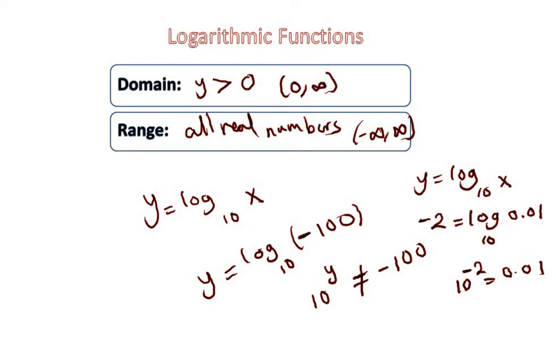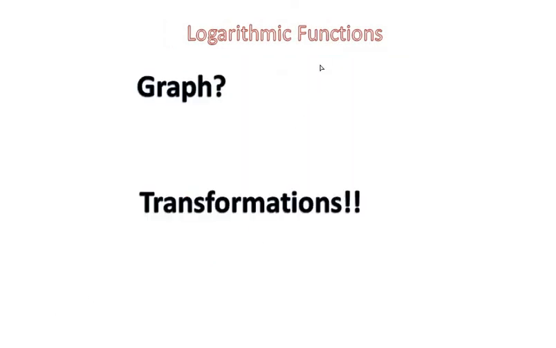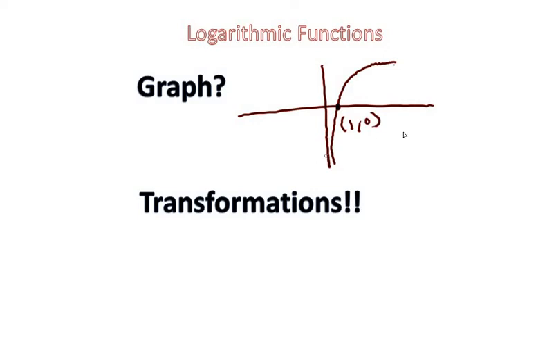We can understand this more by studying the graph of logarithmic functions with different transformations. The graph of a logarithmic function is somehow like this. It approaches the 0 here, but it does not intersect the y-axis. And the x-intercept is (1, 0). Because for y equals log a of x, a to the power of 0 equals 1.